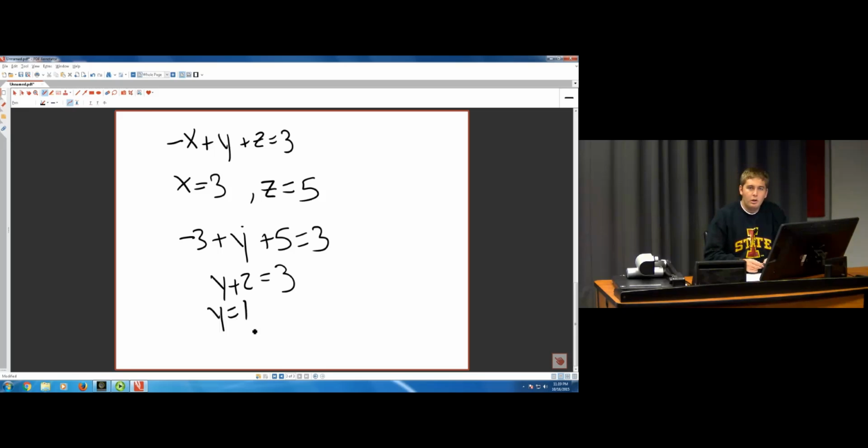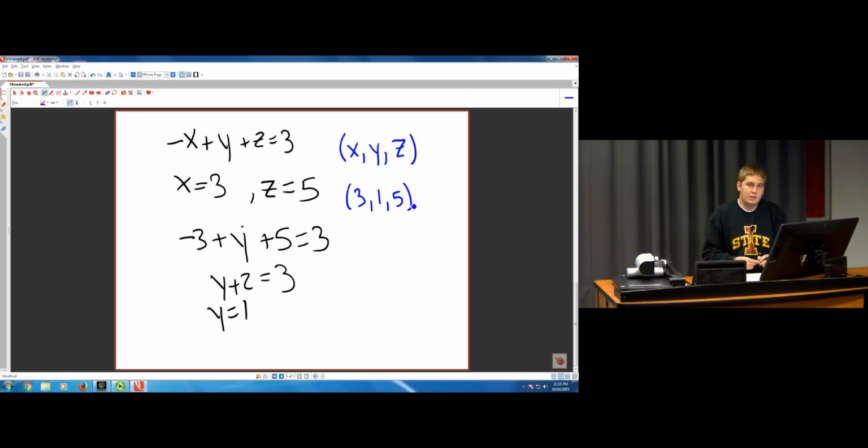Just like we did before, we want to write this as an ordered pair. This is called an ordered triple. When we write an ordered triple, if you guys haven't seen this before, normally our ordered pair is going to be written as x comma y. So we're going to keep that the same, and then we just want to add in z at the end. So finally, our answer we're going to write as 3, 1, and 5.